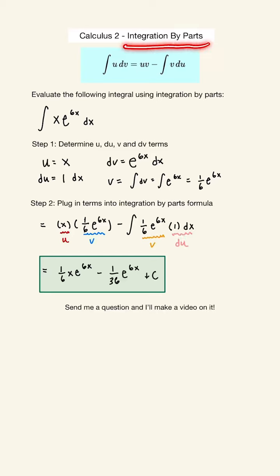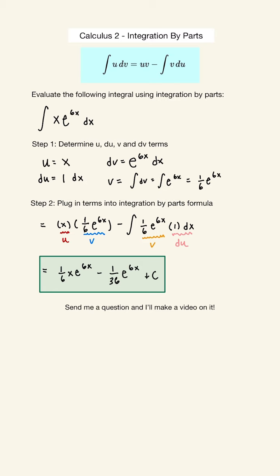We're now going to look at integration by parts. So here we have our formula for integration by parts, which is the integral of u dv, which is equal to uv minus the integral of v du. And the first step in using integration by parts is we want to determine our u and dv terms.